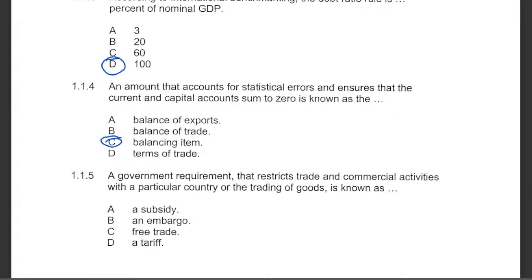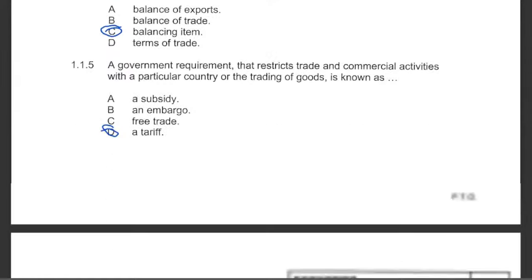So now let's move on to the next question, which is 1.1.5. It reads as follows: A government requirement that reflects trade and commercial activities with a particular country, or the trading of goods, is actually known as a tariff. Okay, right, grade 12. So now let's move on to the next question.